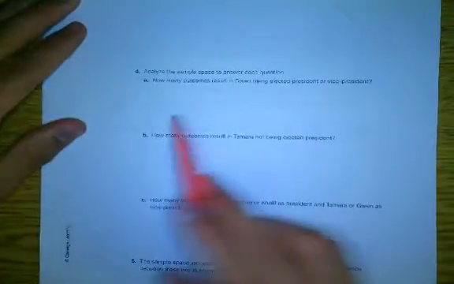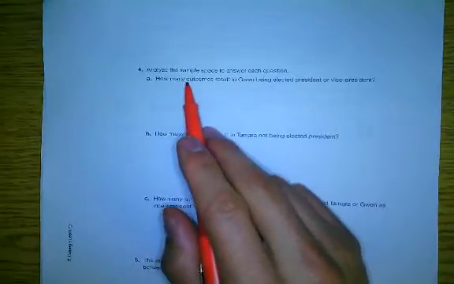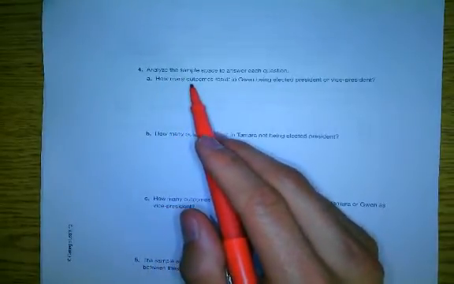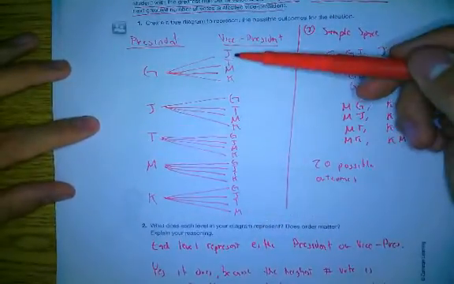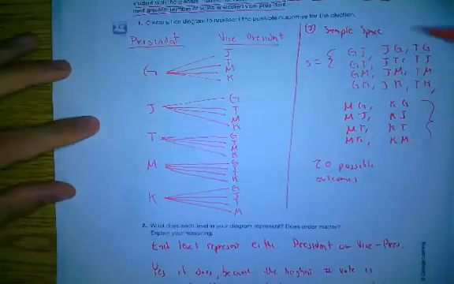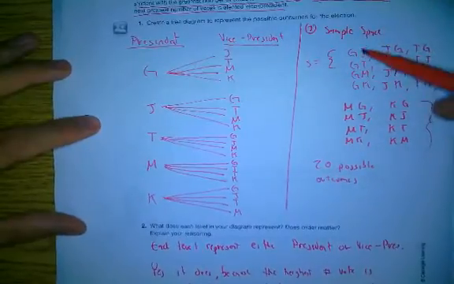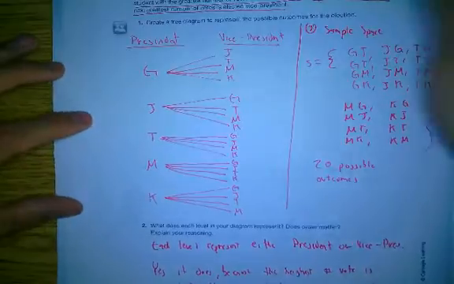Now you're going to take a look at your sample space. How many of the outcomes result in Wen being president? I'm going to go back to the tree. Out of the 20 outcomes, if I look at my sample space, the first letter represents the president. So which ones have W first? 1, 2, 3, 4. So 4 outcomes represent her being president.